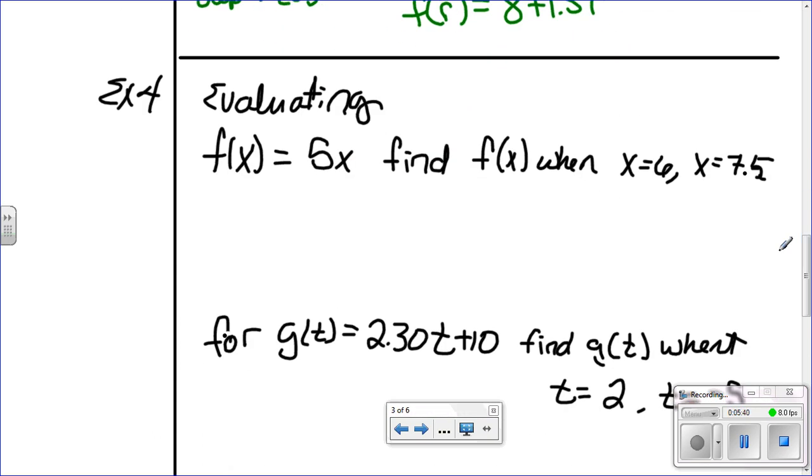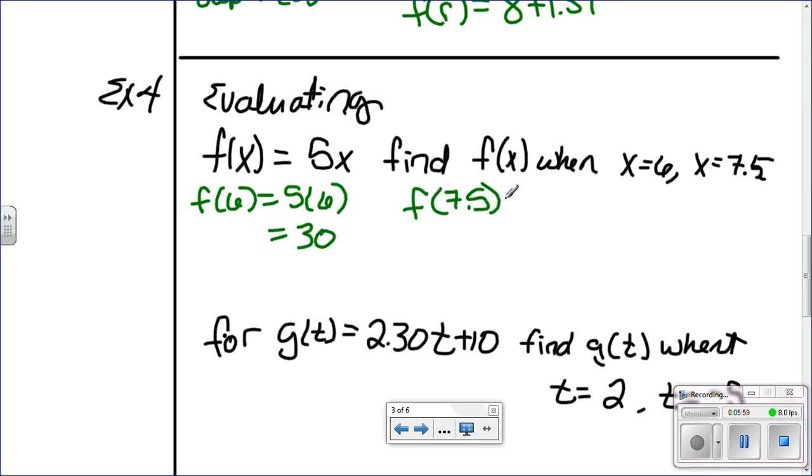Example 4, evaluating. Evaluate each function for the given input values. So f of x equals 5x. Find f of x when x equals 6 and when x equals 7.5. We're just substituting in. So f of 6 equals 5 times 6, so it equals 30. F of 7.5 equals 5 times 7.5, so 37.5. It's as easy as that.